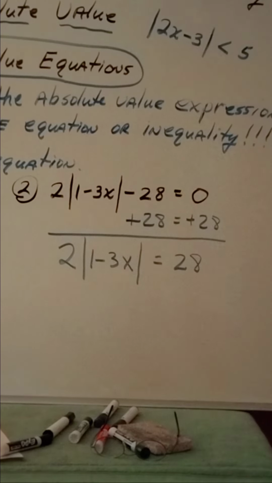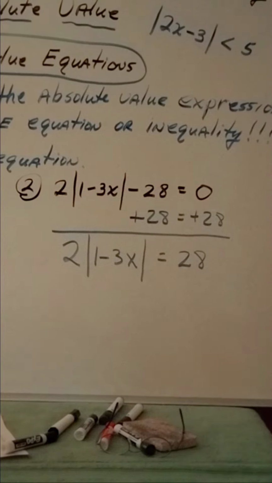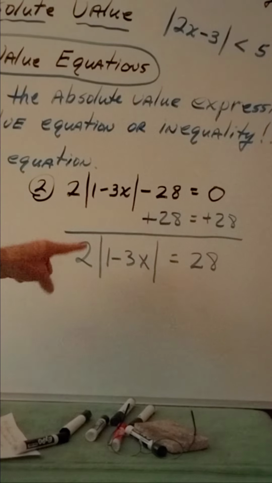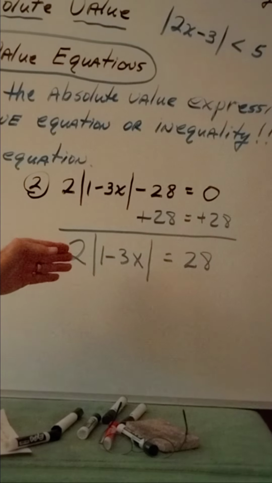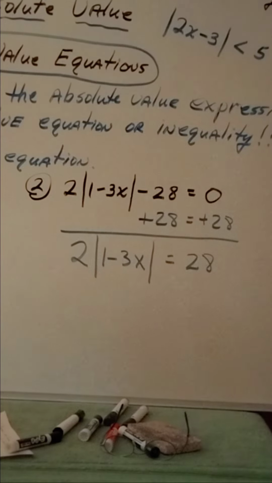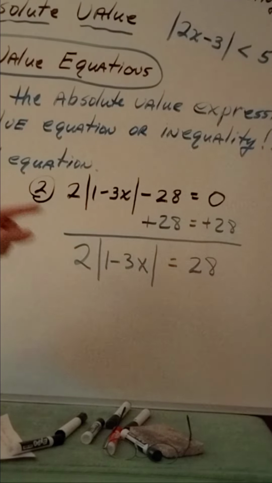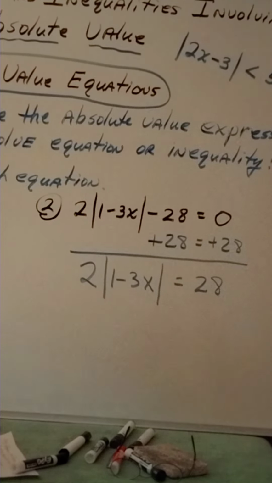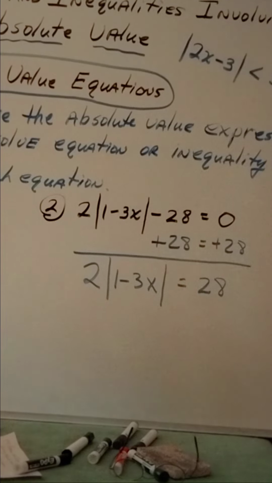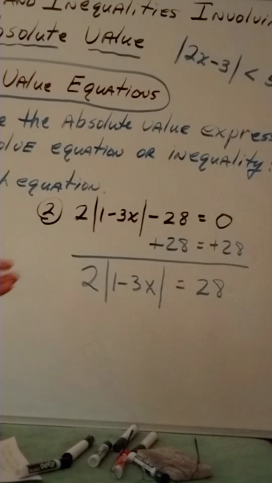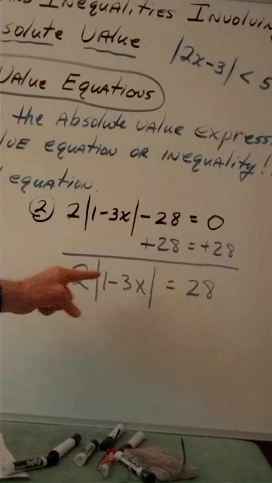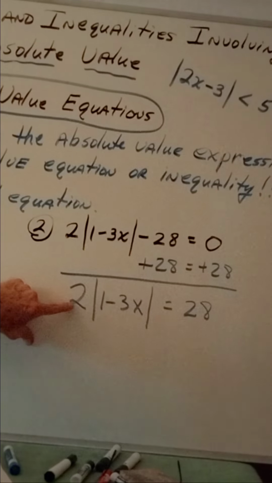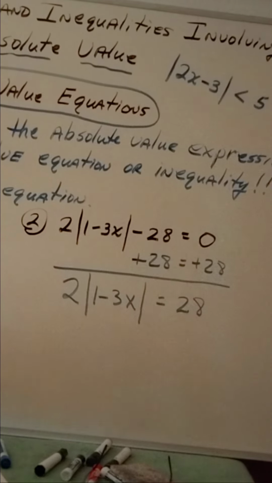Now, folks, I want to stop here just temporarily to make this statement as well. You can never distribute through or over an absolute value expression. You never can distribute, so don't start taking that 2 times that 1 and that 2 times that negative 3x. You can only distribute through parentheses, brackets, braces, but never through absolute value. So the next step, we've got to get rid of this 2 so we can get that absolute value expression alone.